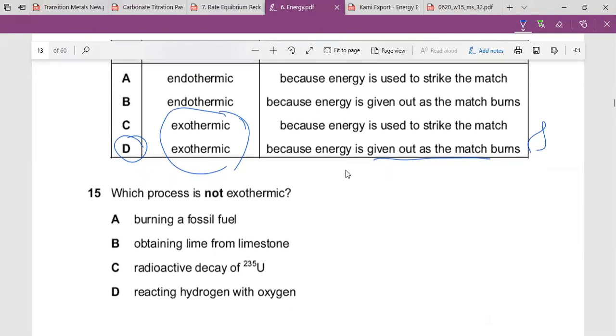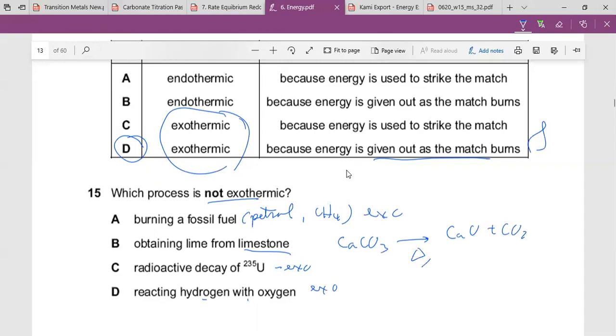Now, which process is not exothermic? Fossil fuel, that means petrol or methane burning, and decay are exothermic. Burning hydrogen and oxygen is also exothermic. Only this one here is not, because limestone is calcium carbonate. You need heat, remember, we did it in the first term, to get calcium oxide plus carbon dioxide.